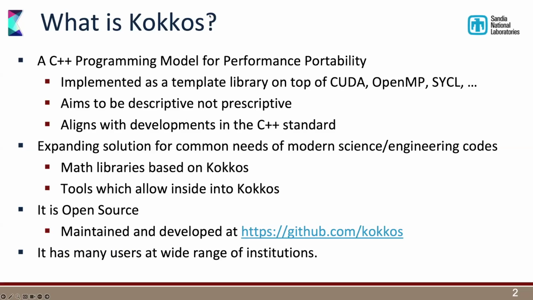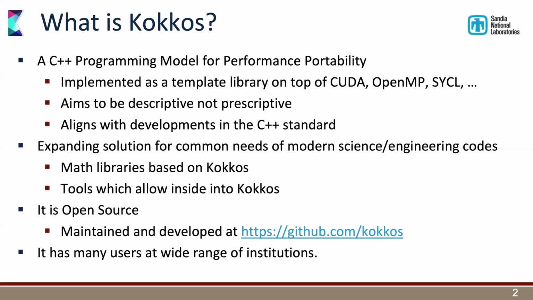So to start with, what is Kokkos if you're not familiar? It's a C++ programming model for performance portability. It's used across a wide range of institutions. The main difference here is that there's no direct compiler support like there is in OpenMP and SYCL. Instead, it's implemented at a higher level of abstraction as a template library on top of these other programming models such as CUDA, OpenMP, and SYCL. On Aurora, the recommended backend is SYCL, so that's what I'm using in the examples later.